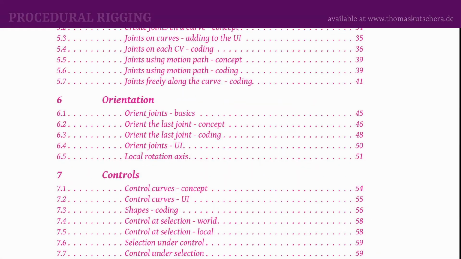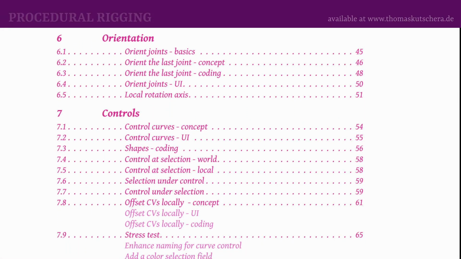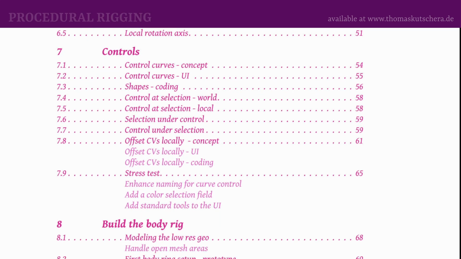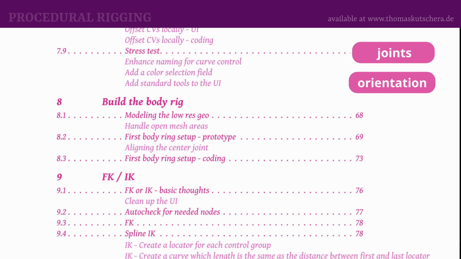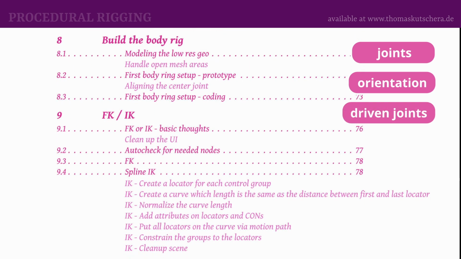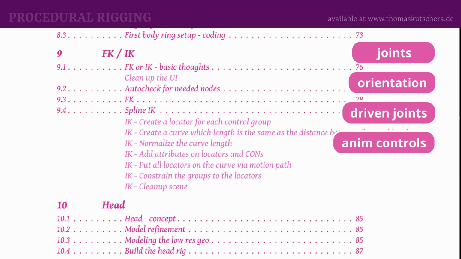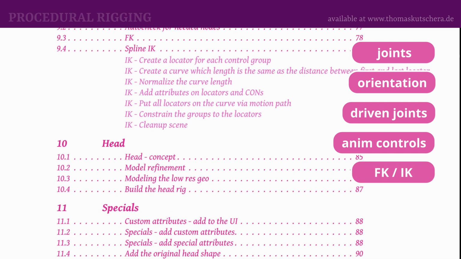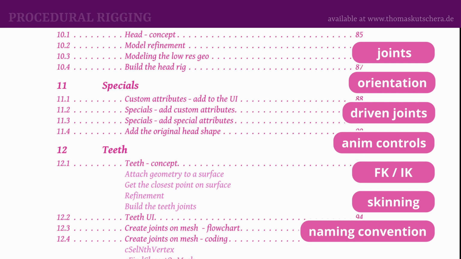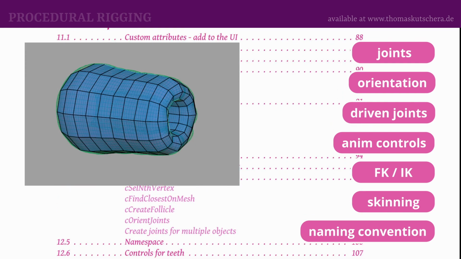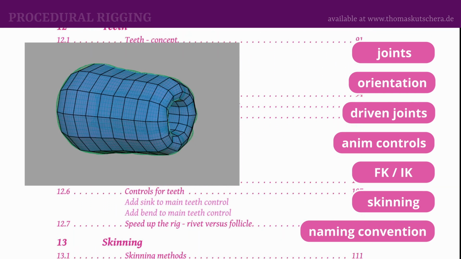The PDF covers these rigging related topics, which are transferable to all kinds of rigging tasks, not only worms. So these are joints, joint orientation, joints driven by curves or by geometry, animation controls, FK, IK, skinning. In addition, I talk about naming conventions and show how to model a low-resolution geo in a very fast manner.